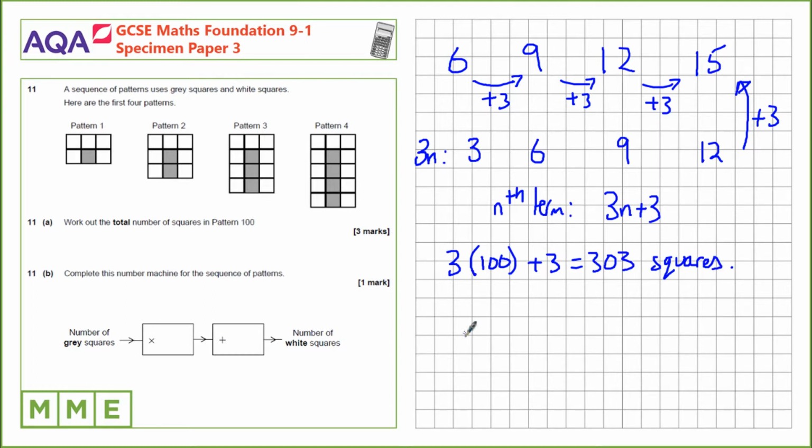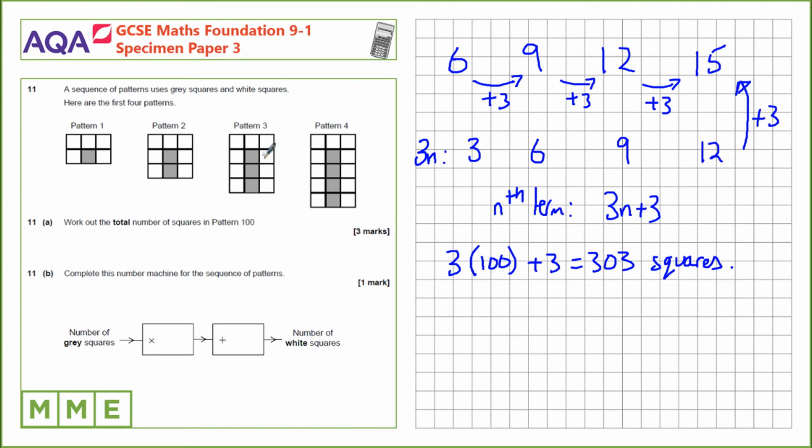For question 11b, complete the number machine for the sequence of patterns. The number of grey squares multiplied by something, add something, is the number of white squares. We can see in each pattern we have a grey square here and white squares on either side of it. In this case, we've got double the number of white squares on either side of the grey squares.